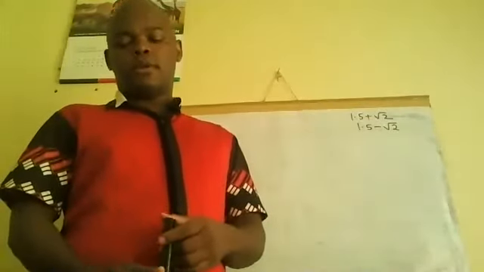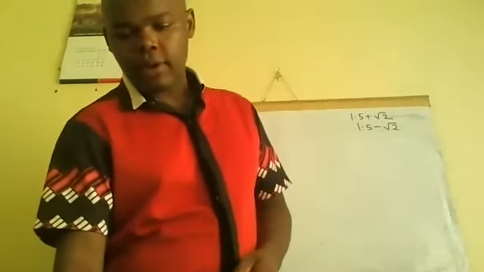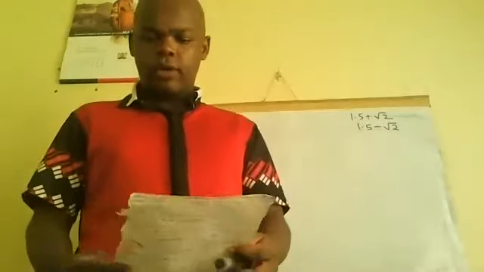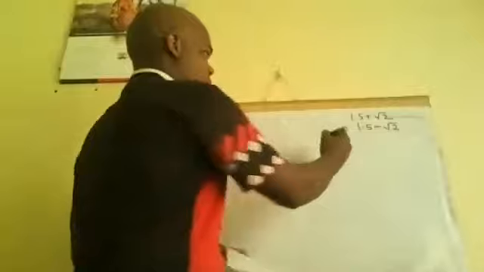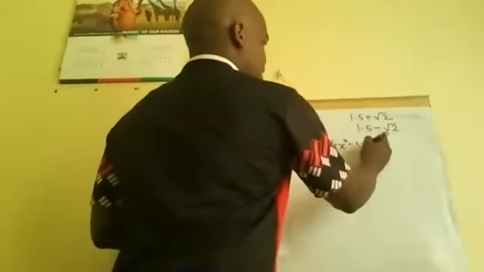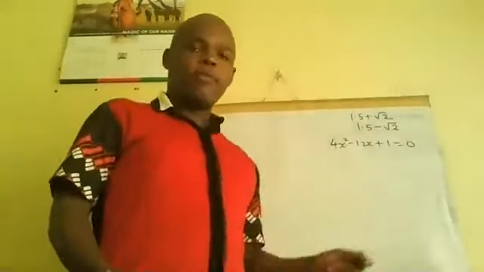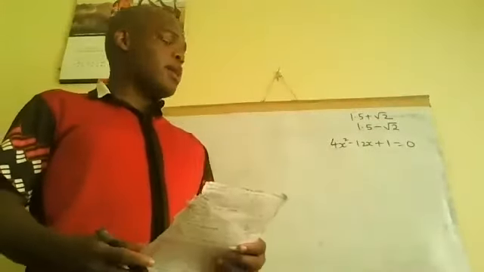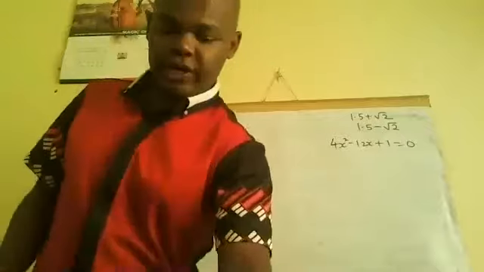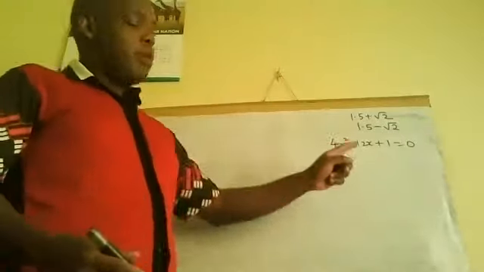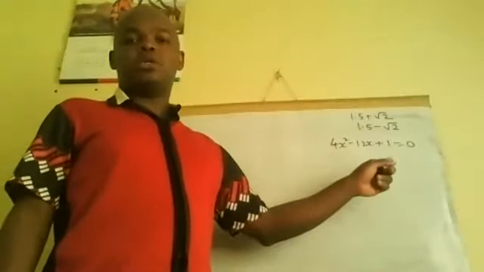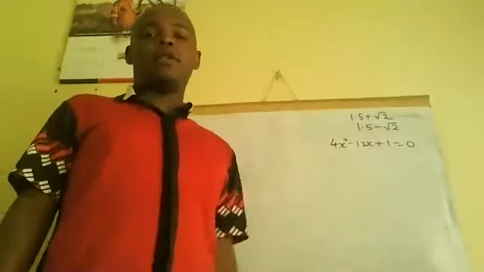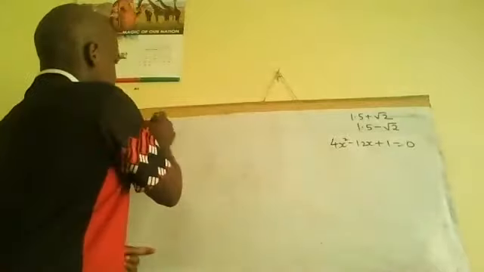Yes? 4x squared minus 12x plus 1 is equals to 0. Yes. So the answer is 4x squared minus 12x plus 1 is equals to 0. That's good. So confirm that you have gotten that answer. So you need to make sure that we have integers, like 4, negative 12, and 1. Those ones are integers.